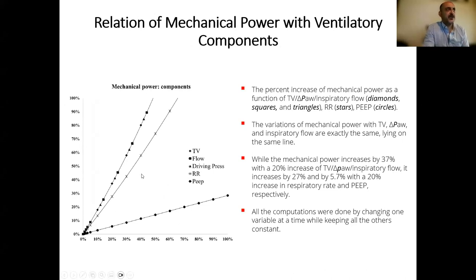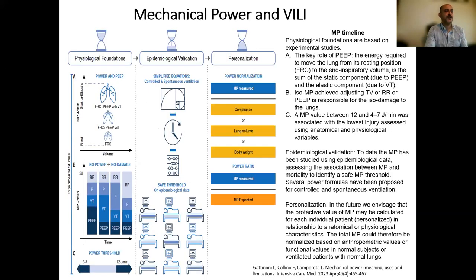Another slide from the same article. Again, this is the effect of PEEP on mechanical power. This is the effect of the respiratory rate on mechanical power. And this is the combined effects of the tidal volume, the one to the left, tidal volume, flow and driving pressure. And of course, as you can expect, the flow, tidal volume, and driving pressure have the highest effect on the mechanical power. Any increase in them will increase the mechanical power, followed by the respiratory rate, followed by the PEEP. And again, there is some discussion about, do we even have to include the PEEP in the mechanical power? Still some questions to be answered, and we'll touch base on them.